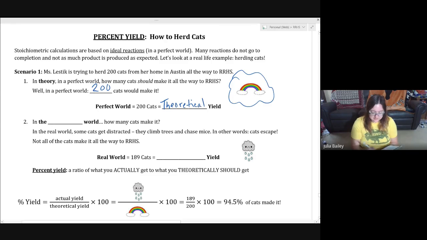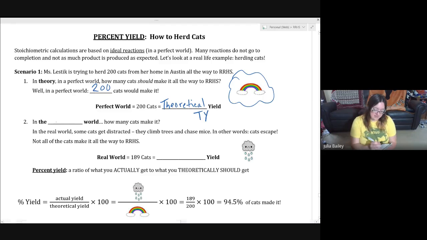Theoretically, if it was a perfect world, how many cats would make it? I'm going to generally refer to that as TY because I'm too lazy to write all of that every single time we need to talk about it. So that's my abbreviation, TY, theoretical yield, the perfect sunshine and rainbows world version.